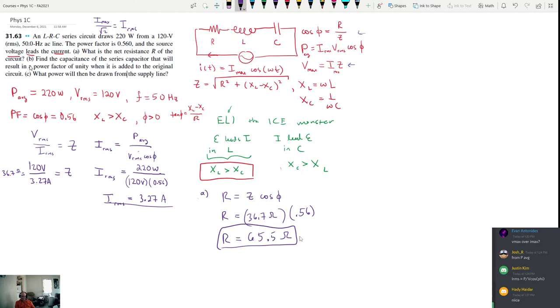All right, part B. Find the capacitance of the series capacitor that will result in a power factor of unity when it is added to the original circuit. And then we have to find what power will then be drawn from the supply line. So we've done this before. We did this in the last problem that we did at the end of class last time, but let's look at it again.